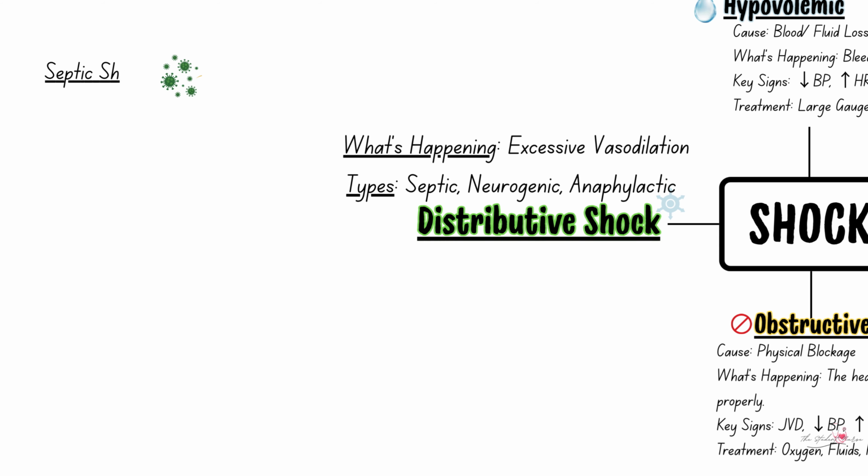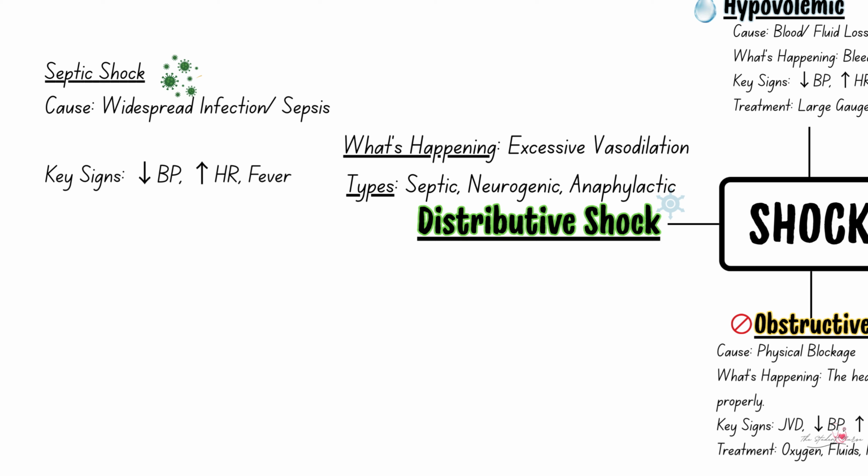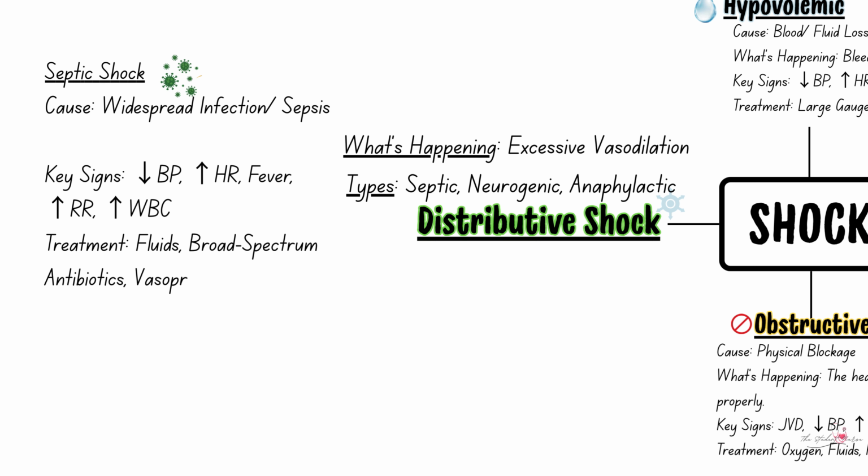Septic shock is caused by a widespread infection that triggers a massive inflammatory response. Patients may initially have warm skin, followed by cool skin, along with hypotension, fever, increased respiratory rate and increased white blood cell count. Treatment includes aggressive fluids, broad-spectrum antibiotics, and vasopressors if hypotension persists.